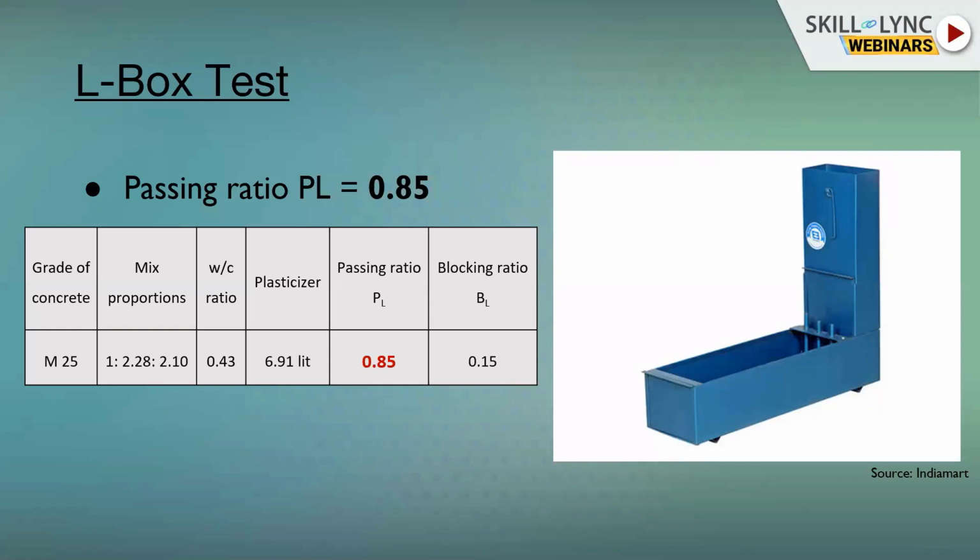When you put the concrete from the top end, you put the stopwatch in your hand and check how much time it takes the concrete to come from the top to the bottom. And if only half comes, for example, I put here the passing ratio 0.85. That means 15% is stuck in the top part, that the concrete is not workable.